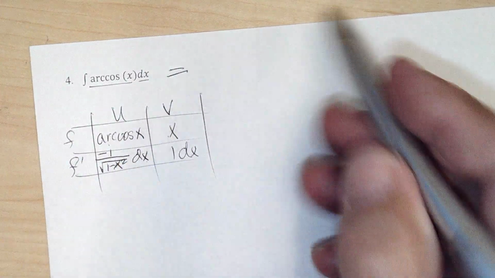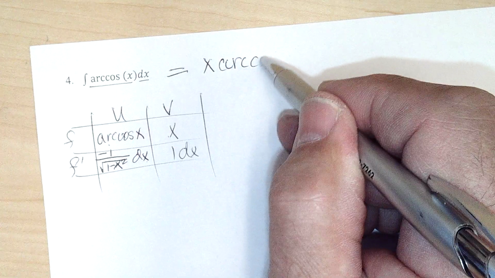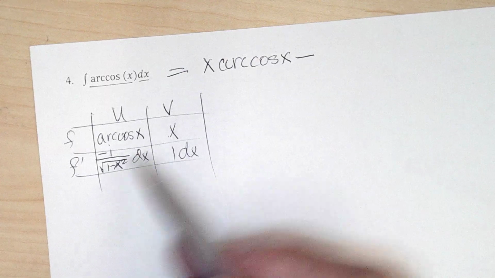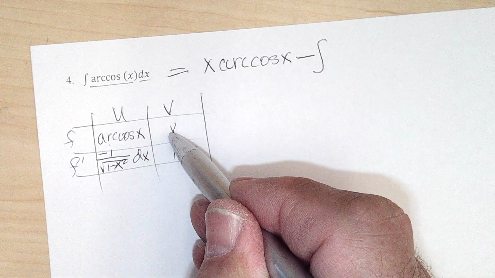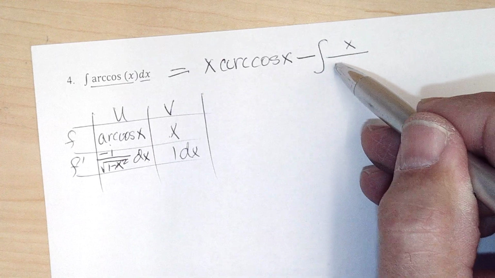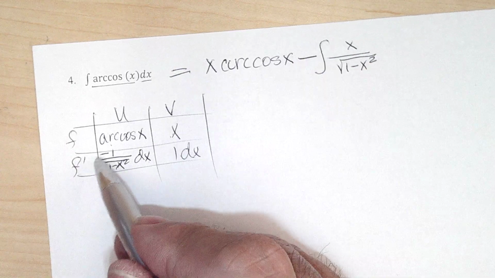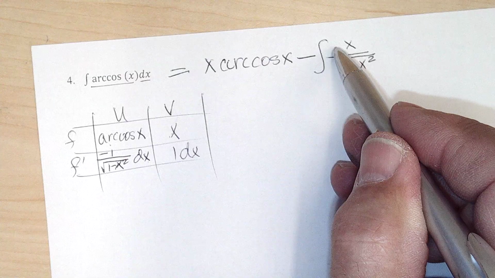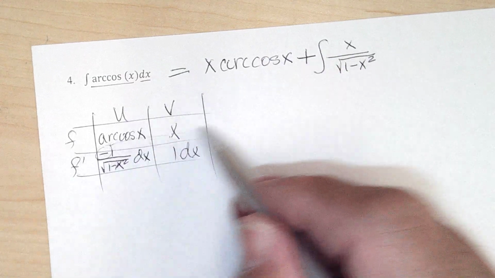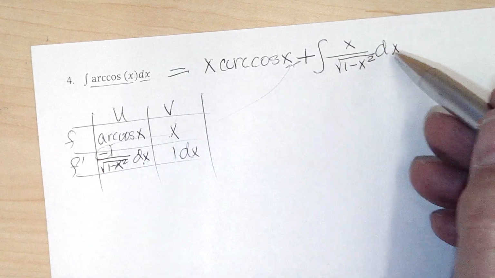So it's uv minus not these two, but these two. Integral of x over square root of 1 minus x squared, and there was a minus on this. And so that minus will change this to a plus. This minus changes that to a plus dx.